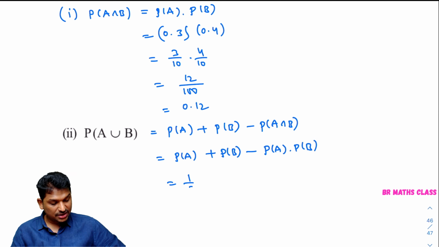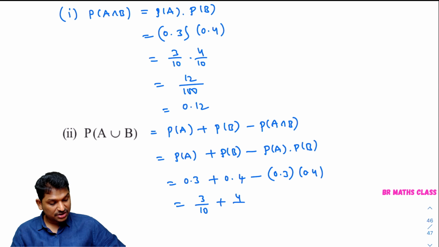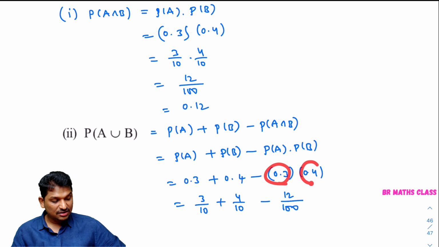probability of A intersection B can be written as probability of A into probability of B. What is probability of A? They gave in the question probability of A as 0.3, probability of B as 0.4, minus 0.3 into 0.4. Okay, this is 3 by 10, 0.4 is 4 by 10, minus this is 0.12. 3 fours are 12 by 100. You can understand this, right?